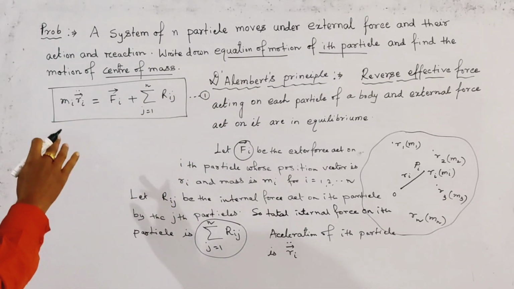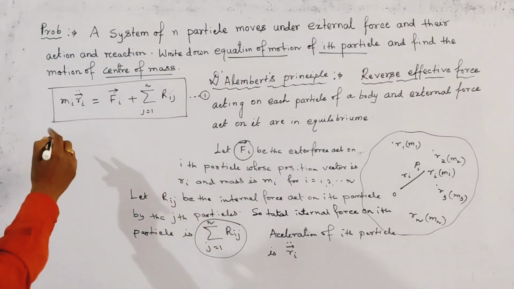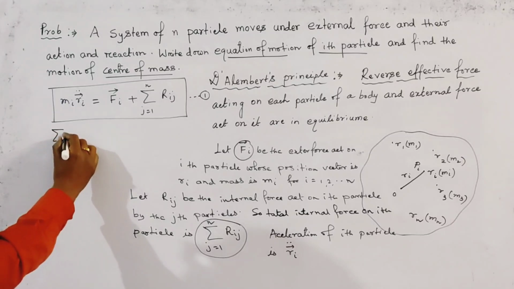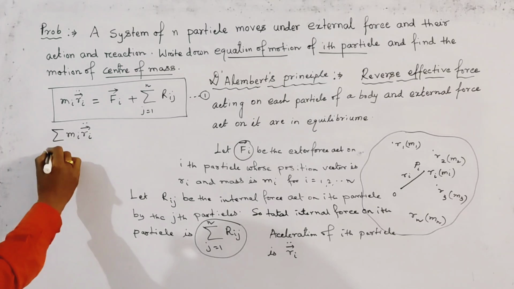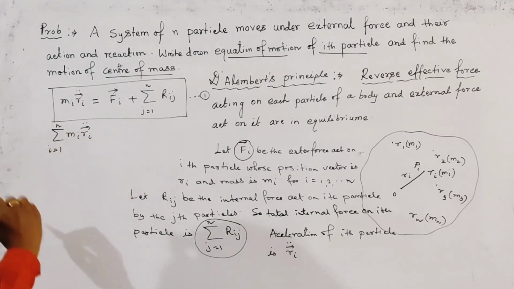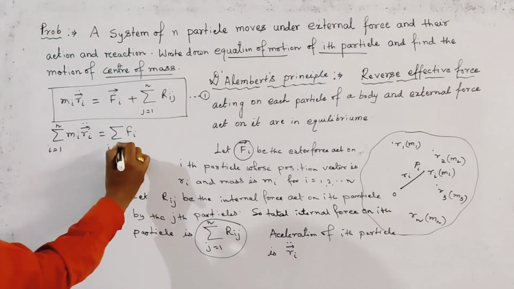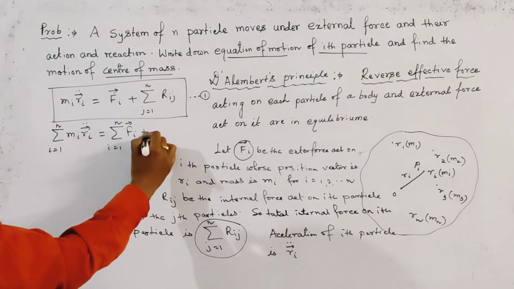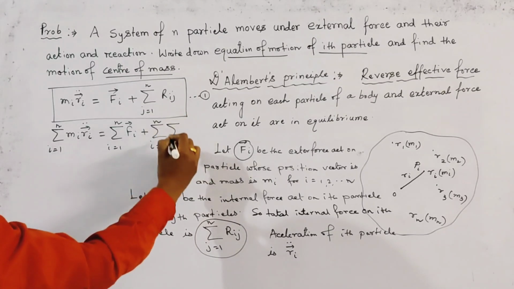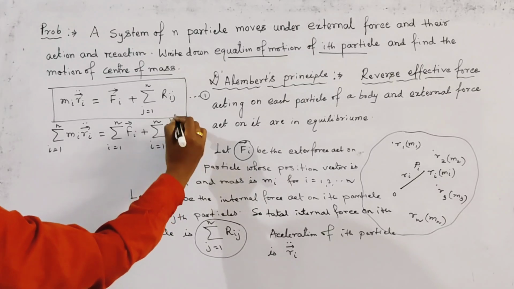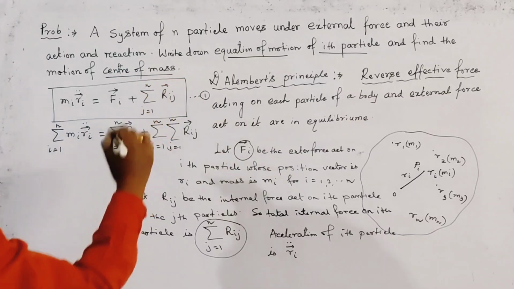Now if we take summation over i equal to 1 to n, then we get summation Mi Ri vector double dot, summation i equal to 1 to n. This is given by summation Fi, i equal to 1 to n, plus summation i equal to 1 to n, and here j equal to 1 to n already present, Rij. We may give here also a vector sign.